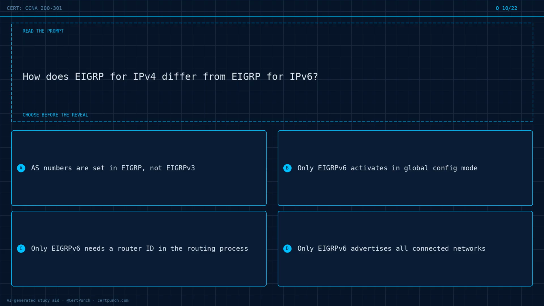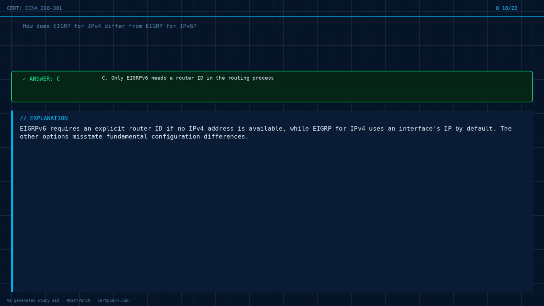Choose the best answer before the reveal. Commit to it now. The answer is option C. Exam logic. EIGRP v6 requires an explicit router ID if no IPv4 address is available, while EIGRP for IPv4 uses an interface's IP by default. The other options misstate fundamental configuration differences.